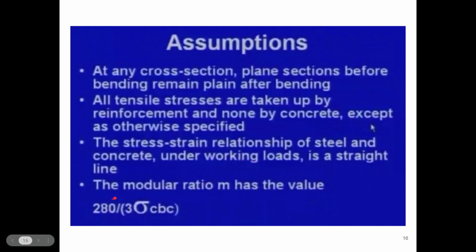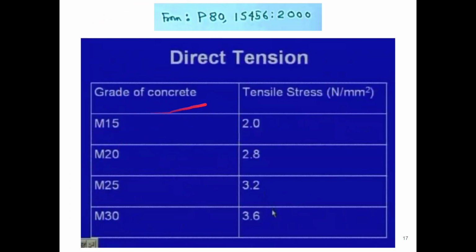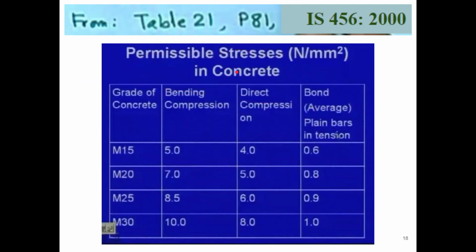Apart from that, the modular ratio m has the value of 280 by 3 sigma cbc, which we just found out, and that is also equal to Es by Ec, the ratio of elastic modulus of steel by concrete. As we just discussed, these are the values of direct tension as per IS 456. These are the permissible stresses in bending compression, direct compression, and bond strength for plain bars in tension.